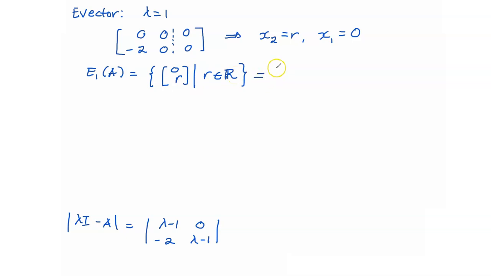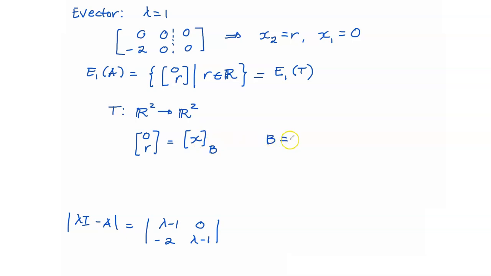However, this is now the same as the eigenvector of the linear operator T. Why is that true? Take note that your eigenvector here, (0, r), would be the coordinate vector of x with respect to B. But since your B is your standard basis, then x is also equal to (0, r).